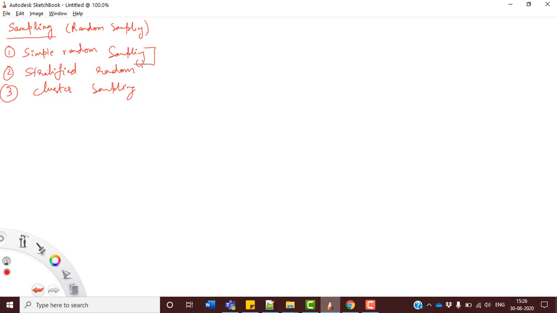Simple random sampling is just randomly picking out. So suppose we have 1000 data points and I have to pick 100. I'll randomly pick any 100 out of those 1000. The same function which is used in Excel or Java or Python is called a random function.